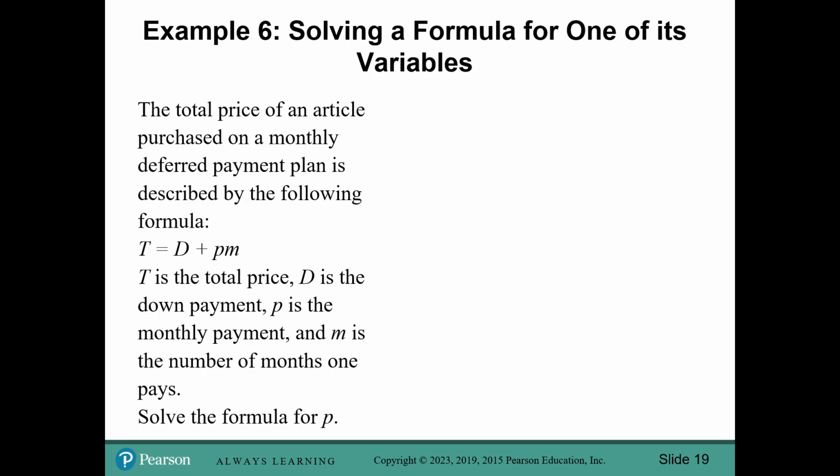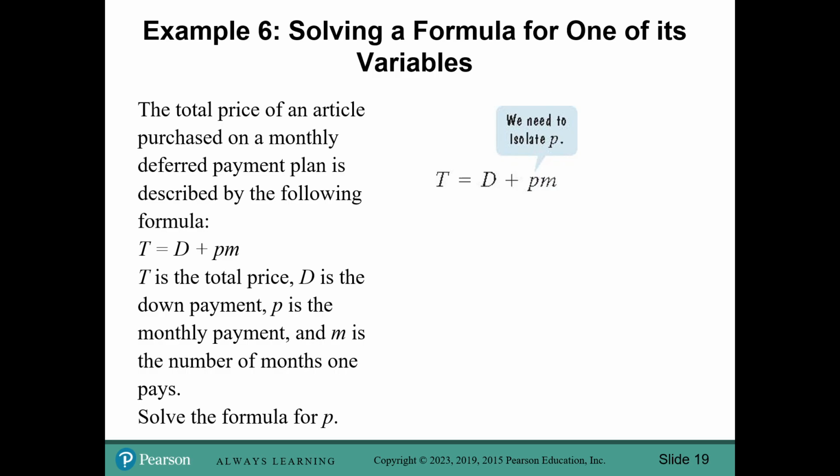Example 6, solving a formula for one of its variables. The total price of an article purchased on a monthly deferred payment plan is described by the following formula. T equals D plus PM. T is the total price, D is the down payment, P is the monthly payment, and M is the number of months one pays. Let's solve this formula for P.